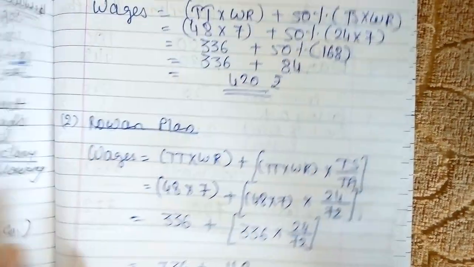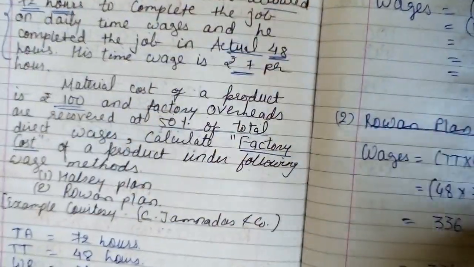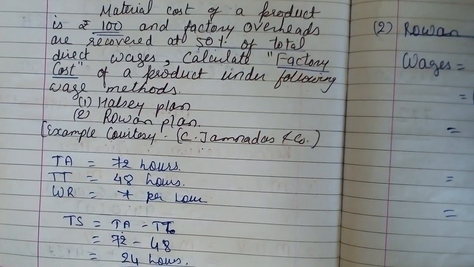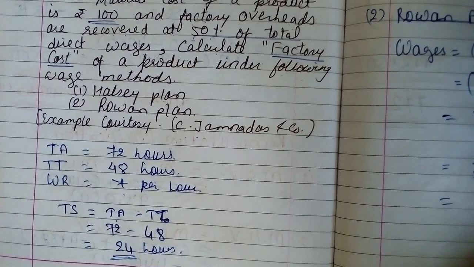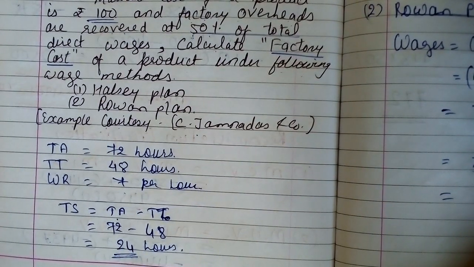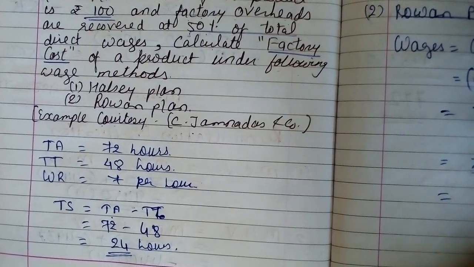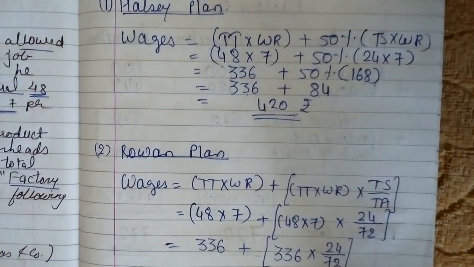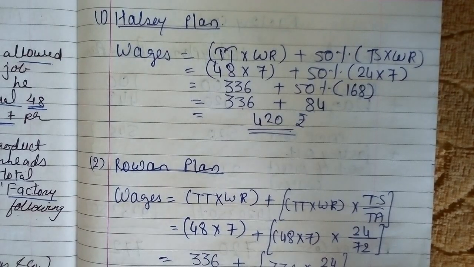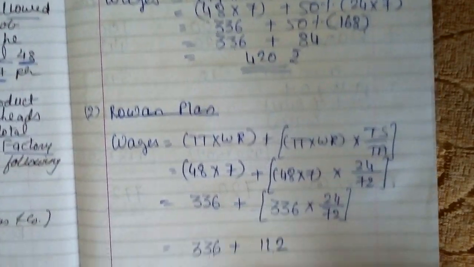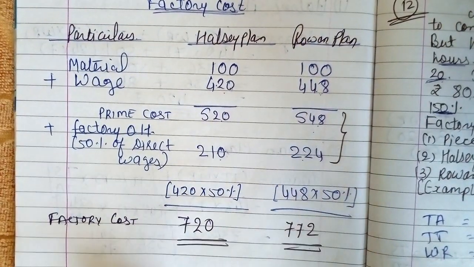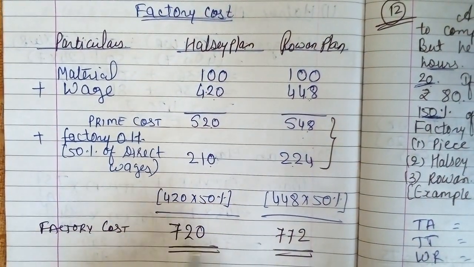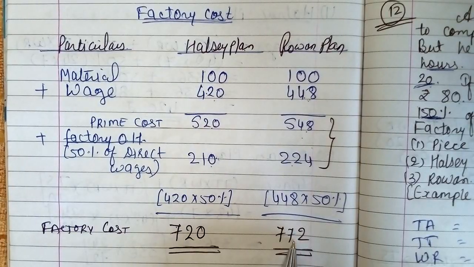The first one was related with the factory cost as well, under which the time allowed was 72, time taken was 48 and wage rate is 7. So time saved was 72 minus 48, so time saved was 24 hours. We have calculated the wages as per Halsey plan 420, then wages as per Rowan plan, that is 448. Then we have calculated factory cost as 720 and 772.